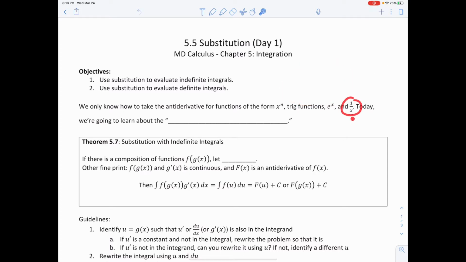So take a second and think about what the antiderivative or integral for 1 over x is. Don't forget those absolute value signs to account for negative x values.